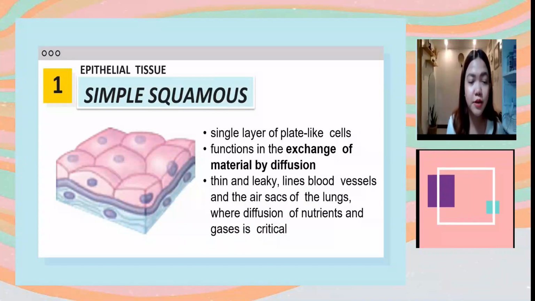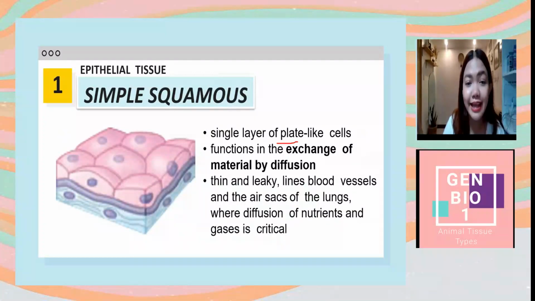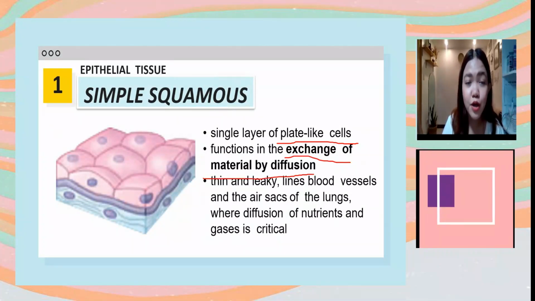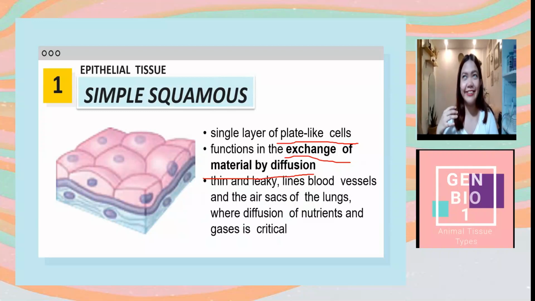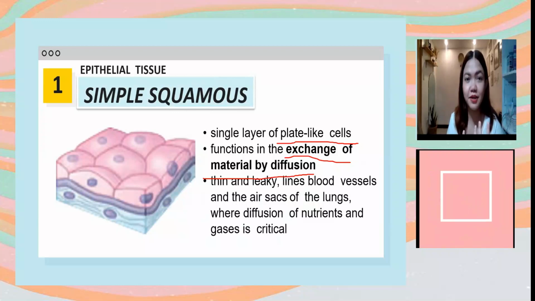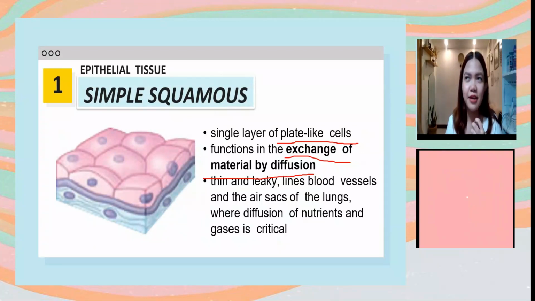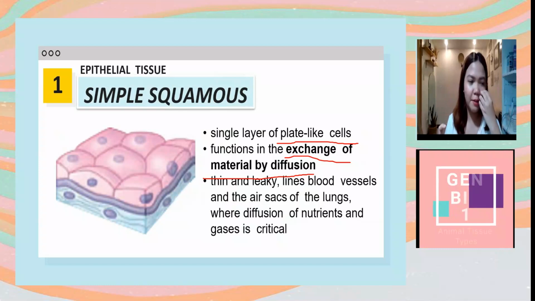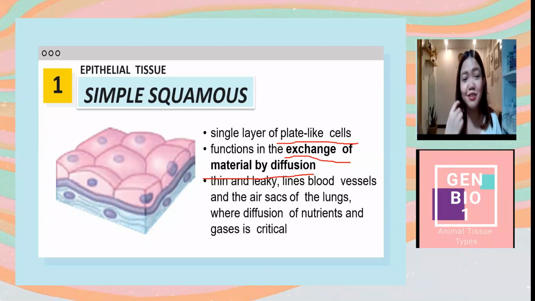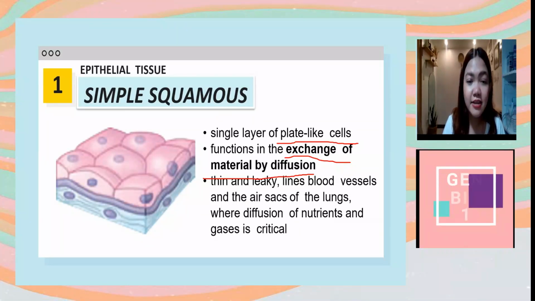So simple squamous is basically just a single layer of plate-like cells that functions in the exchange of material by diffusion. So we studied before, or I discussed before, the importance of diffusion, especially in the exchange of material, or the taking in and taking out of material inside the cell. So knowing that, where can we apply that knowledge na dapat meron kang fast exchange of material by diffusion? Okay, that's correct. So basically, it lines your blood vessels and the air sacs of the lungs.